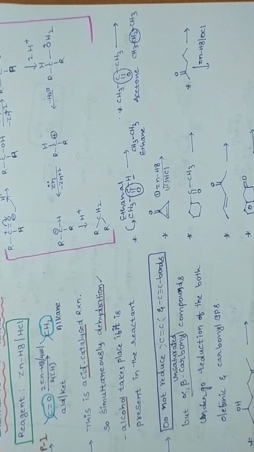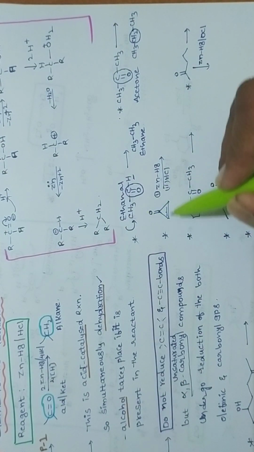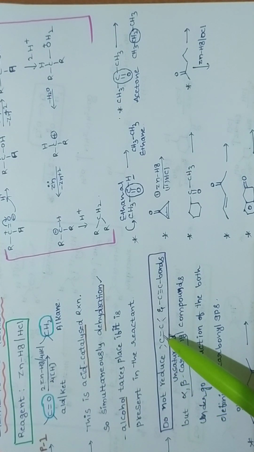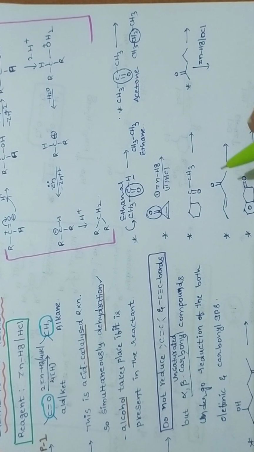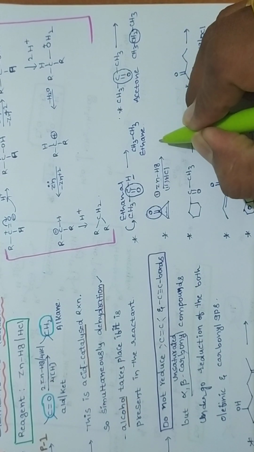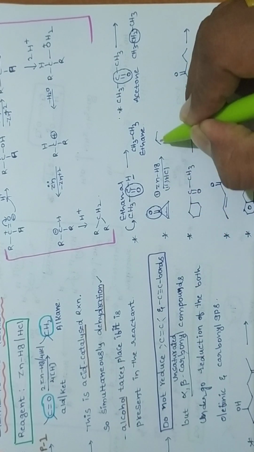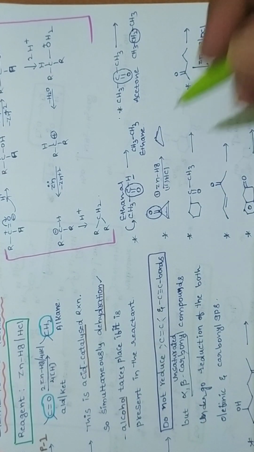Next, here what is given? The given compound contains a carbon-carbon double bond as well as a CO group. Now already we know that this Clemmensen reduction reaction does not reduce alkenes or alkynes, other than an alpha beta unsaturated carbonyl compound. Now the CO group is converting into a CH2 group.